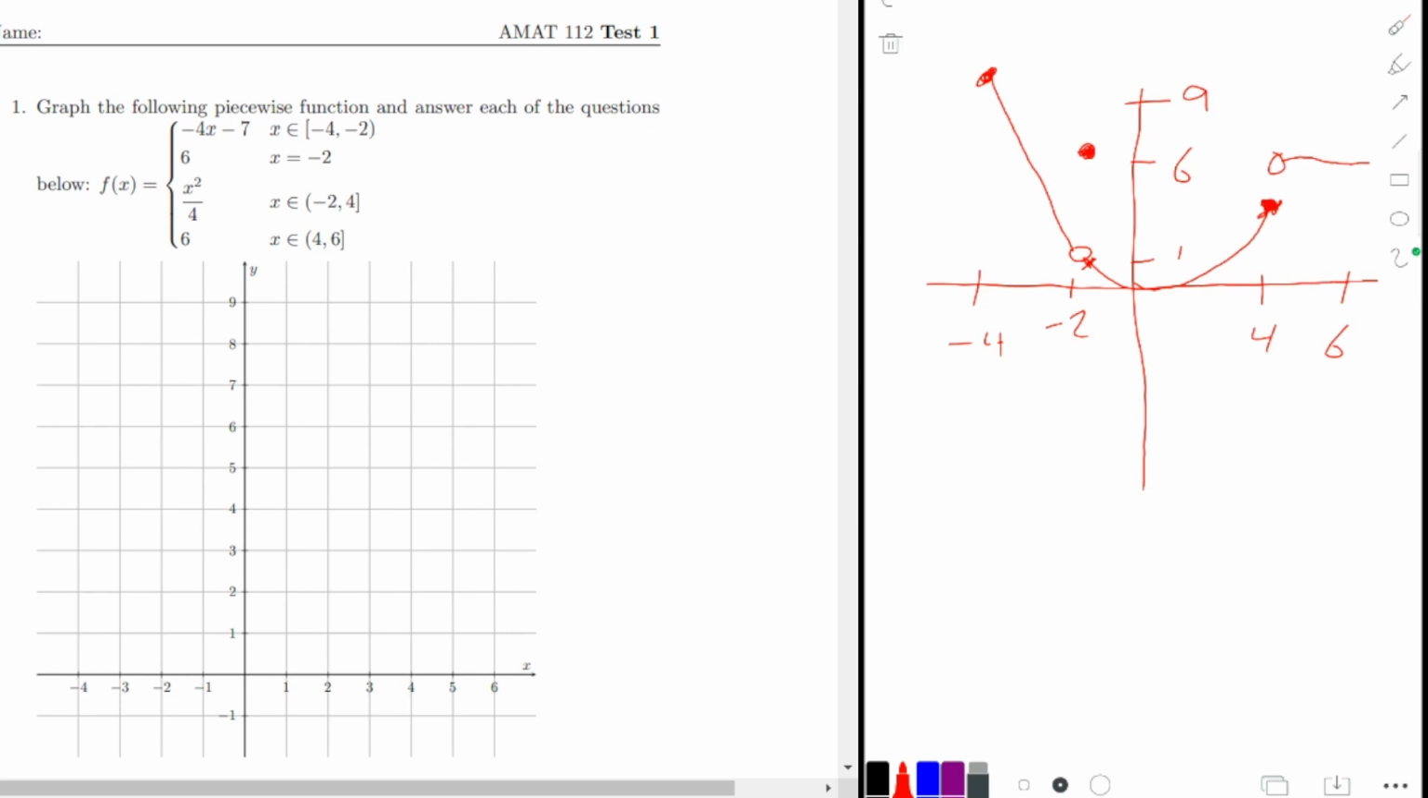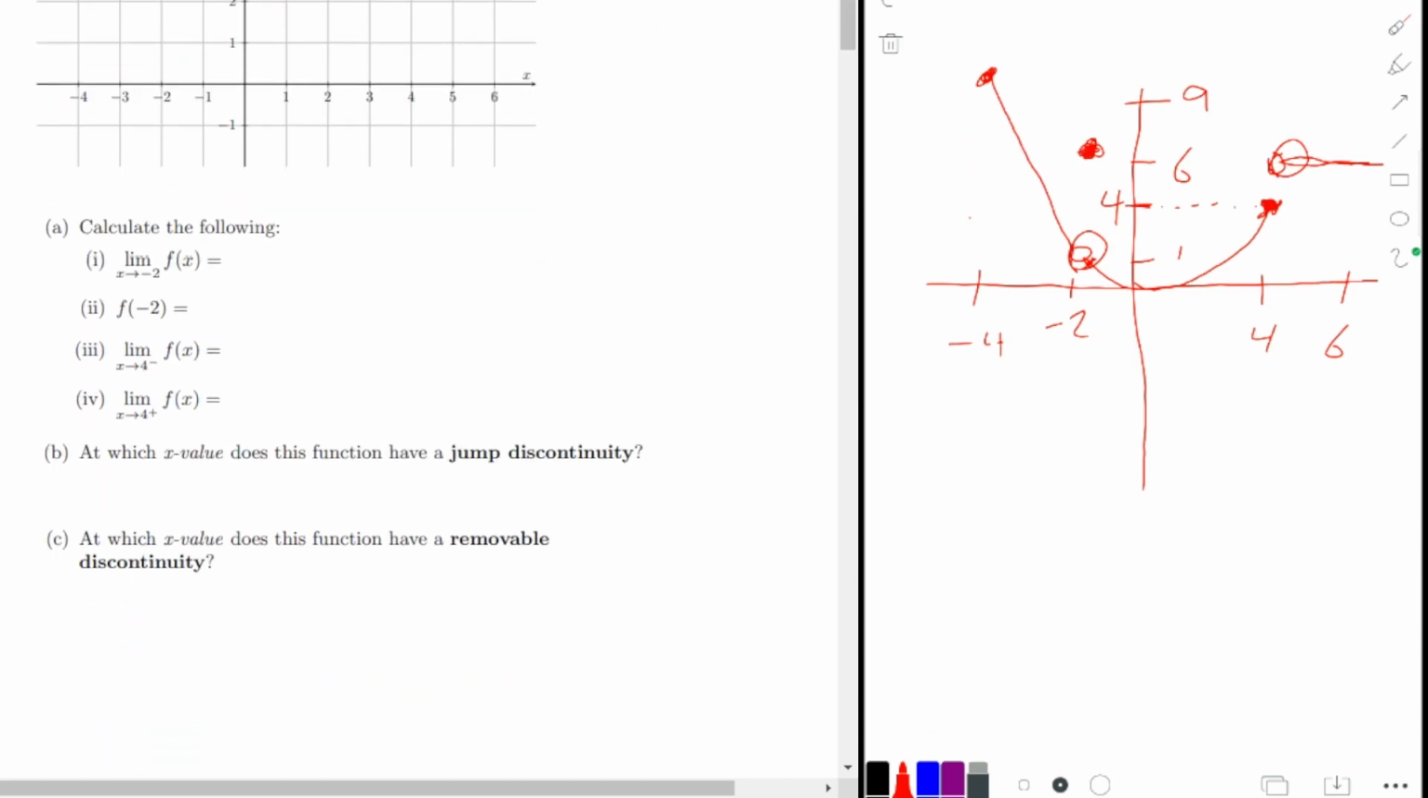That's it. So right here, this is at height 4. This is roughly what your curve should look like: a nice straight line, a nice curvy parabola, another straight line. There should be open circles here and there, and we should have a solid dot here. Now the next part of the question comes down to certain types of discontinuities, but I'm going to skip part A for a moment.